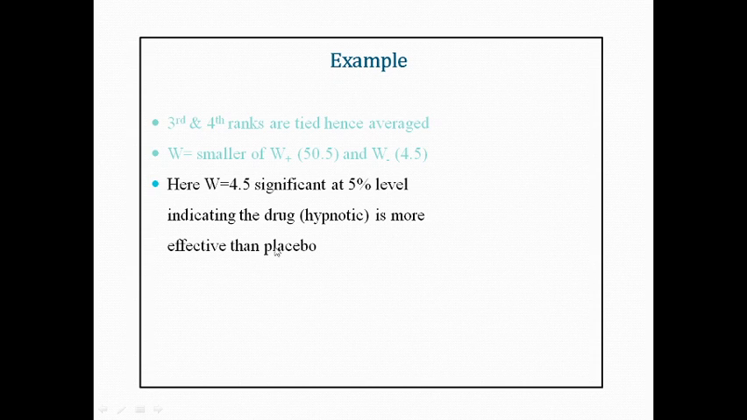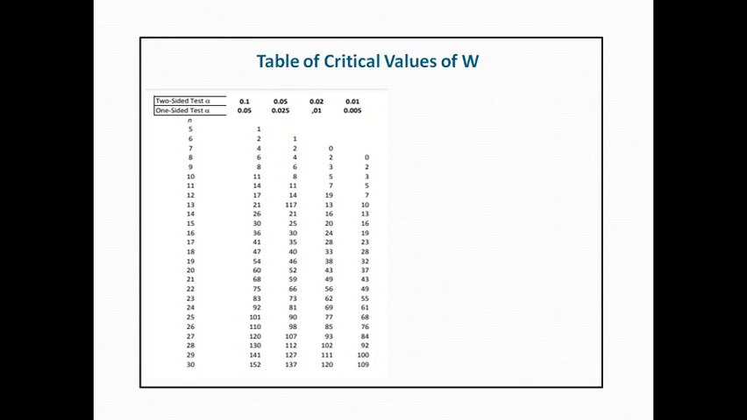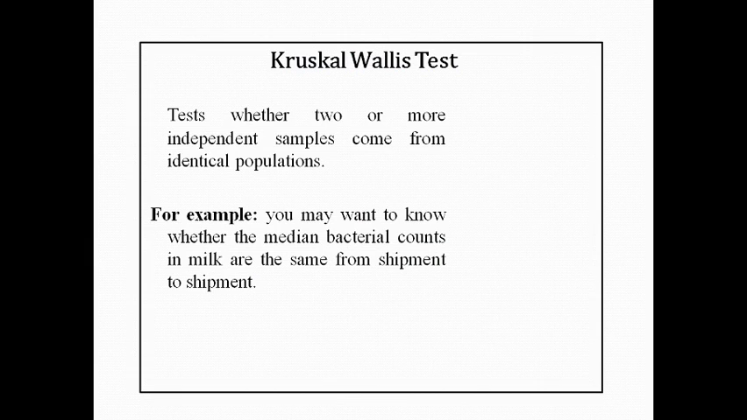So therefore this indicates that the drug is more effective than placebo. Here our null hypothesis is that the drug is not more effective than placebo, and the alternative is that the drug is more effective than placebo. So the null hypothesis is rejected. So therefore these are the conclusions. You can see these critical values in the statistical table.